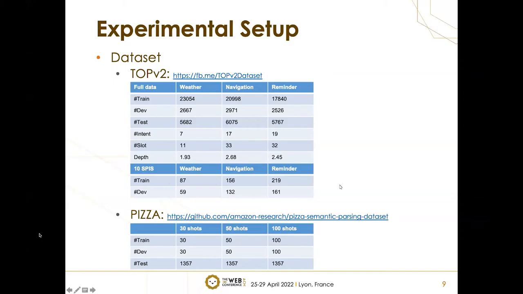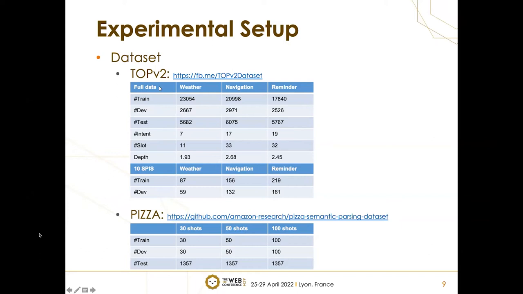To evaluate the effectiveness of the prefix tuning and BitFit methods for semantic parsing tasks, we utilize two public semantic parsing datasets. The first one is TOPv2, the second version of the TOP dataset. We also utilize another dataset called PIZZA, which contains a lot of complex orders for pizza and drink ordering.